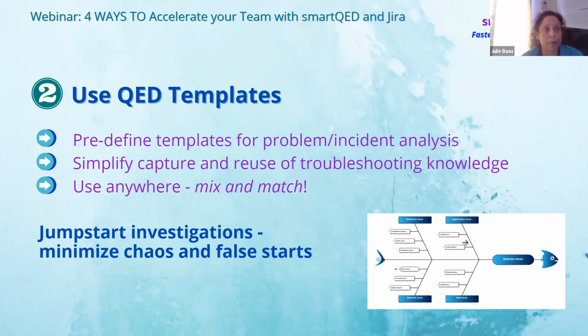So let's say I solved this problem, JD 10, and I solved it very nicely. I'm happy with the actions. I'm happy with the cause analysis. Then I can just say save as template, and it will create a template for you, which doesn't have the status and everything else. But you can choose whether you want to export, save the notes, or the assignments, etc. And this gets saved to your smartQED template repository. What that lets us do is simplify the capture and enable easy reuse of troubleshooting knowledge.